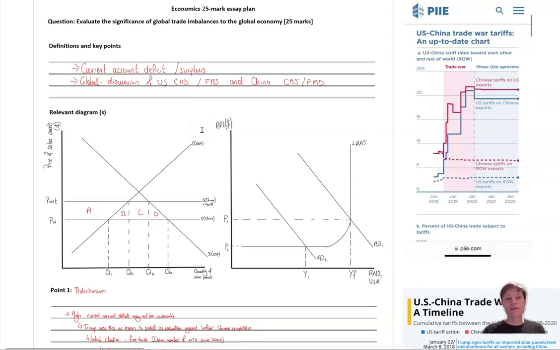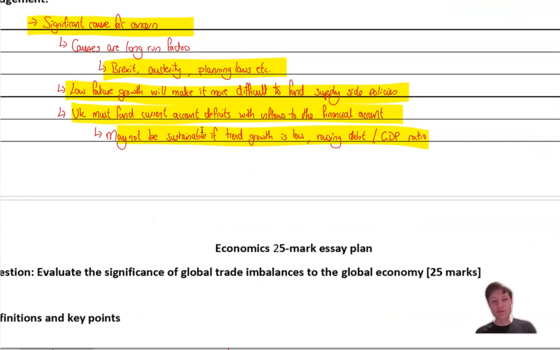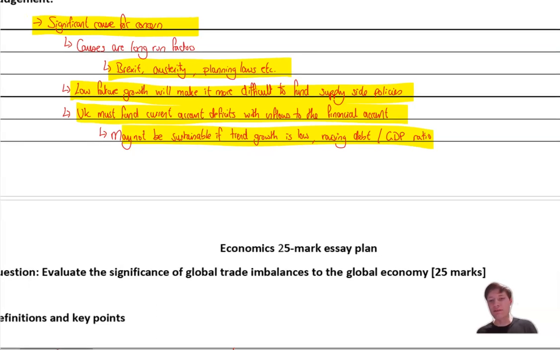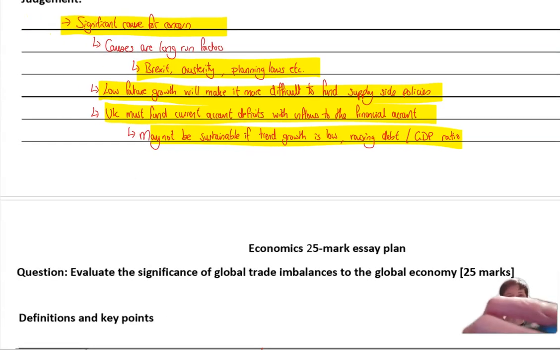Hello, today we're going to be looking at this difficult question: evaluate the significance of global trade imbalances to the global economy. This is a question which hasn't come up on the new syllabus yet, and also includes the word global there, which means that we need to be talking about two countries, a very easy way of losing marks if you don't realise that the question requires you not just to talk about one economy.